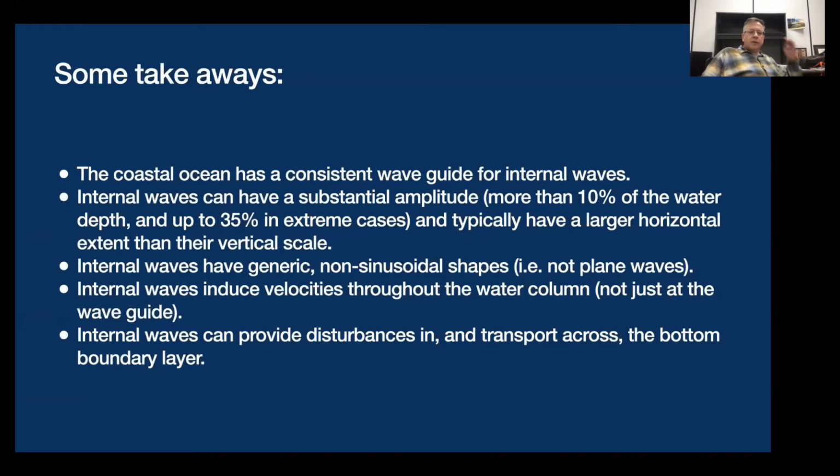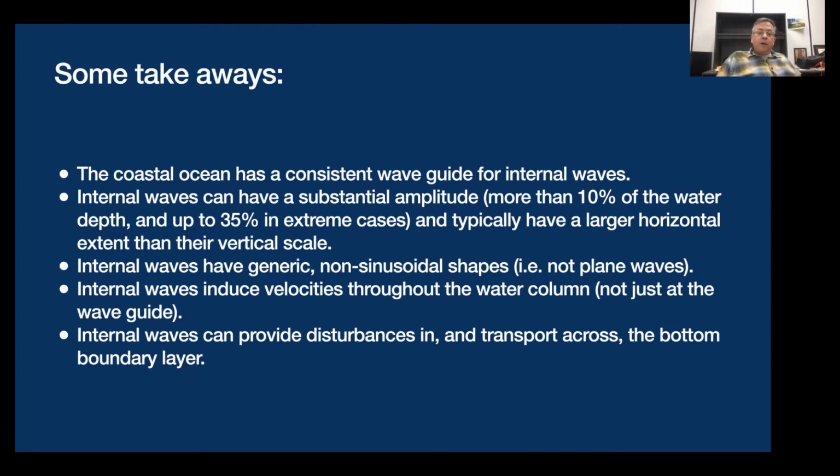right? So the coastal ocean has a consistent waveguide for internal waves. I think that's a fairly, there's no controversy in that statement. Internal waves can have a substantial amplitude, more than 10% of the water depth, and maybe up to 35% in extreme cases, and typically have a larger horizontal extent than their vertical scale. They seem to have generic non-sinusoidal shape, right? So they're not plane waves of theory.